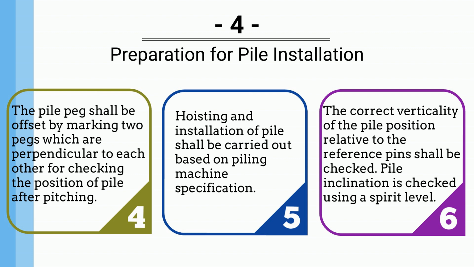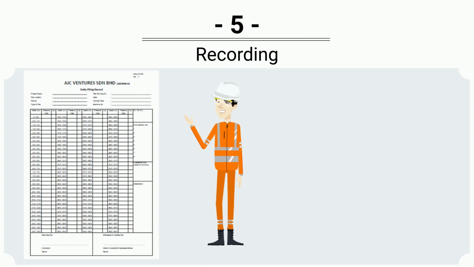The correct verticality of the pile position relative to the reference pins shall be checked. Pile inclination is checked using a spirit level. Recording. Recording shall be done by the machine operator, and inspection shall be arranged by the Nakano person in charge. The recording sheet shall be approved by the clerk of works.